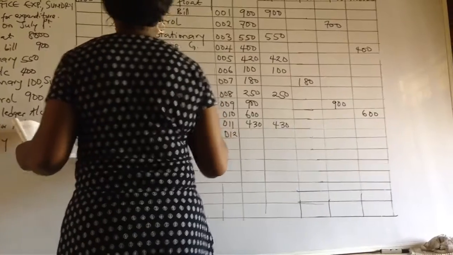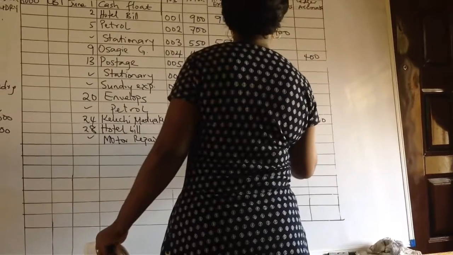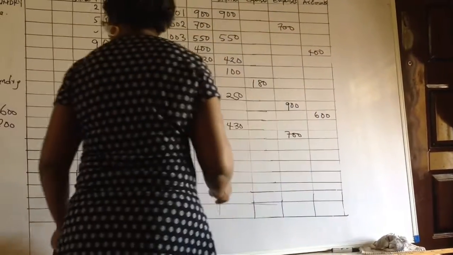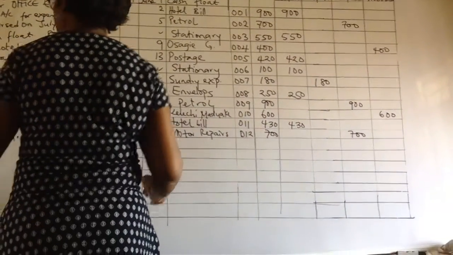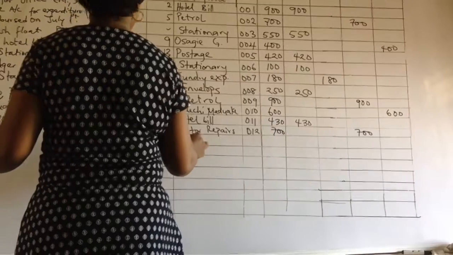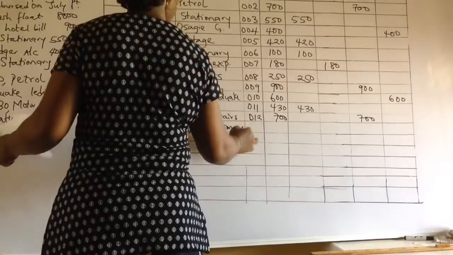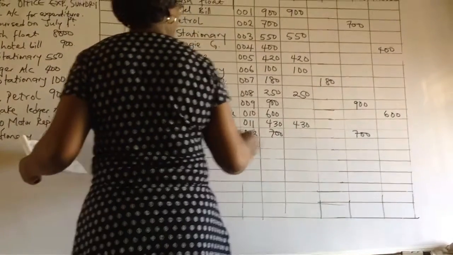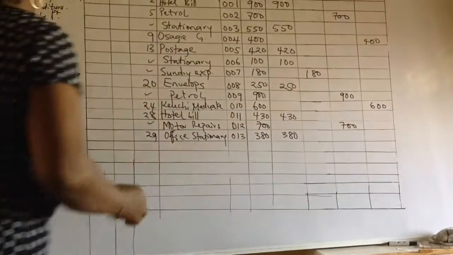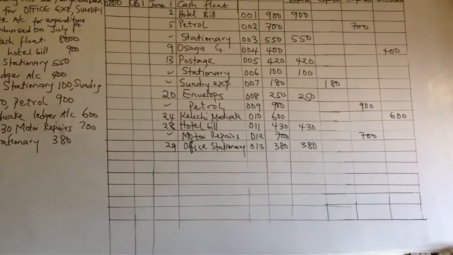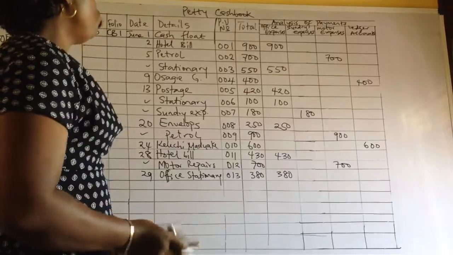012 for 700 naira, and under motor expenses 700 naira. Next one on the 29th, you have office stationery 013, 380. So from these, all the transactions have been posted. Now that the transactions have been posted, what do you do next?